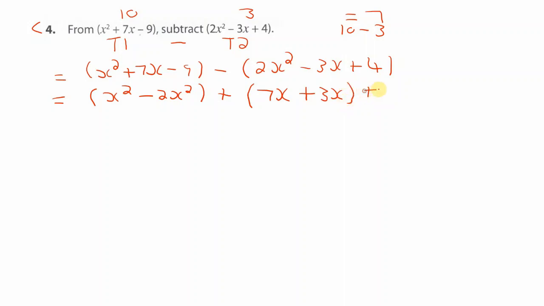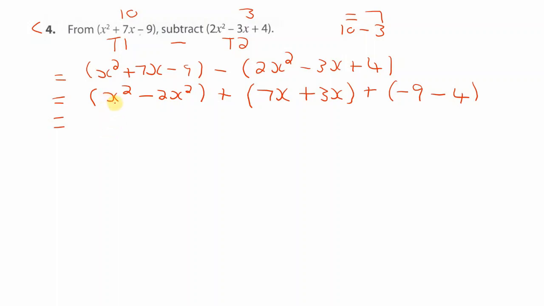Finally, let's look at our numbers. So we have a negative 9 in the first set of brackets. We have a negative times a positive, which is a negative 4 in the second set of brackets. So now we are allowed to simplify inside the brackets as we are dealing with like terms. We can add and subtract like terms.